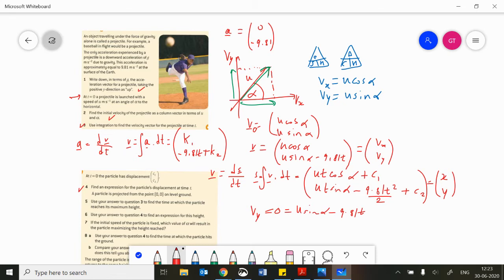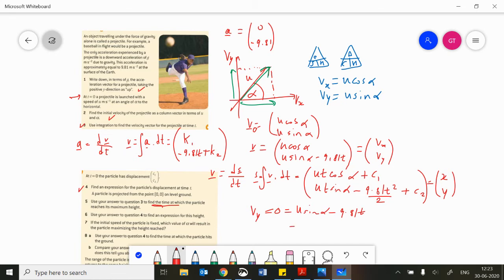Okay, now we need to solve for t because it says find the time at which. So we need to solve for t. I know we've got u and we've got alpha there. It's like we've got 3 unknowns in this equation, but it's t that we're trying to solve for because they're asking us for the time here.